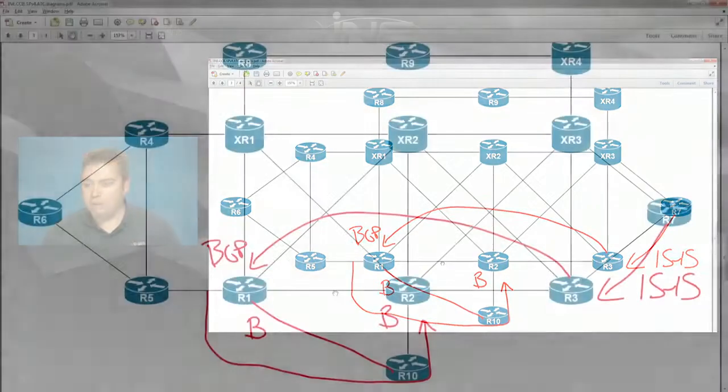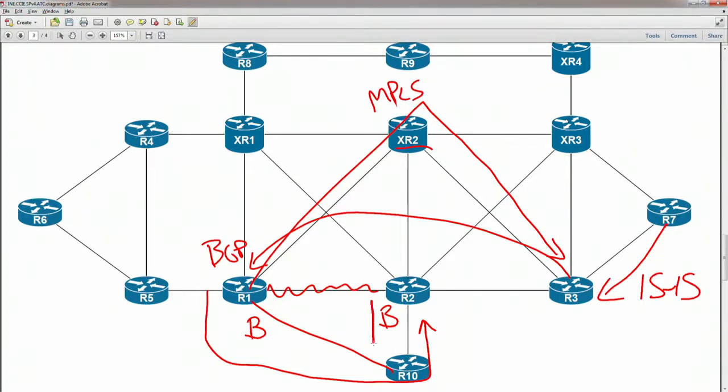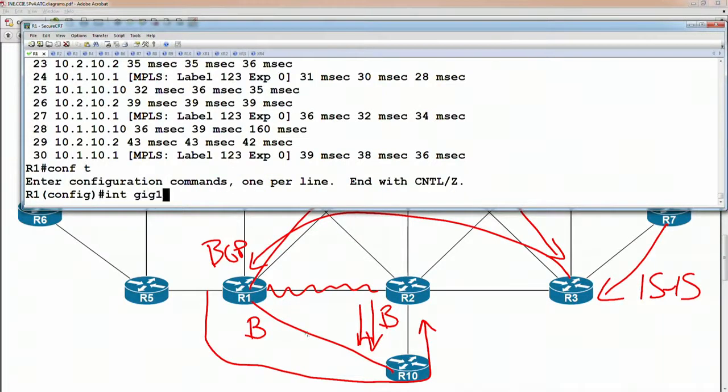Now, one other way we might be able to fix this would be to disable the link between them, so that if we go to router 3, we have to transit up and then back down. That should be fine because we're using an MPLS label as we go through XR2, but router 2 is just going to deflect the packet down that way. So let's say between 1 and 2, we just disable that port.